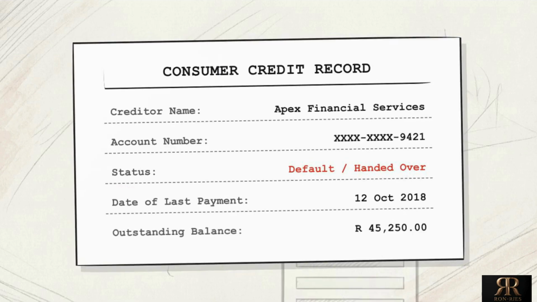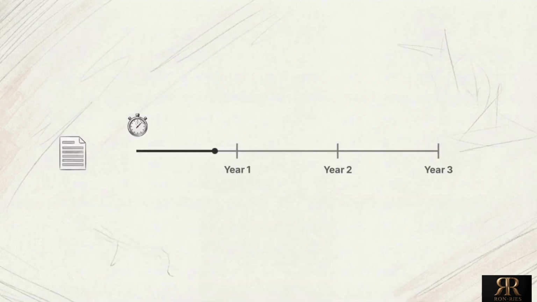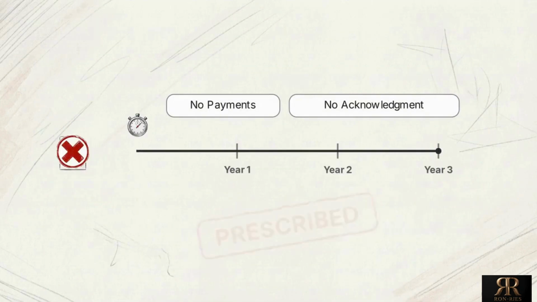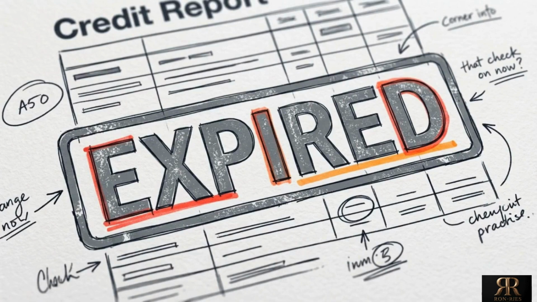You also need to check for prescribed debt. Locate the date of last payment field. If that date is older than 3 years and you have not made a payment or acknowledged the debt in that time, the debt has prescribed. It is legally dead and must be removed from your profile.